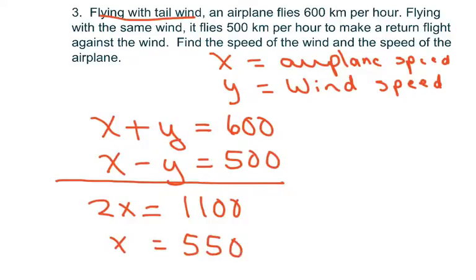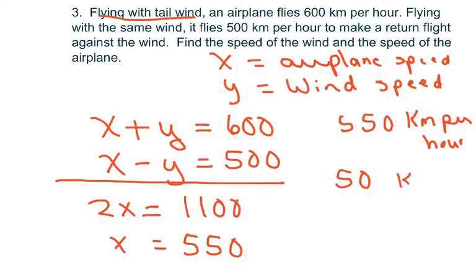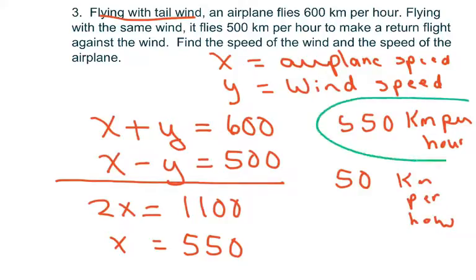So the airplane speed is 550 kilometers per hour. I'm just going to plug this 550 back in, and I'm going to get 50 equals the wind speed, sorry, in kilometers per hour. So again, this is the airplane speed.